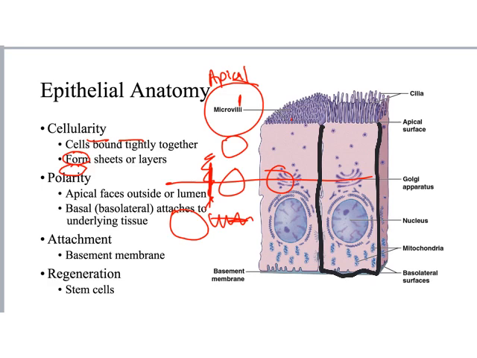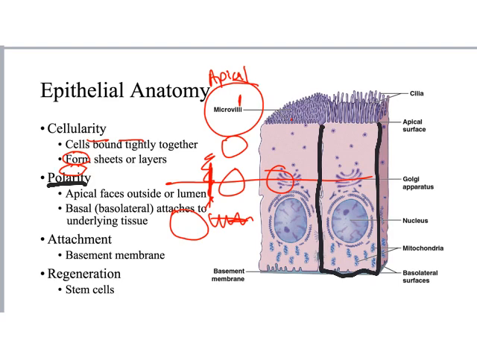Epithelial cells are going to have what we call polarity. Think of polarity as the north and south poles, right? The top of the earth and the bottom of the earth, as if there was such a thing as a top and bottom on the earth. But you know what I'm saying. The ends of the earth we call the North Pole and the South Pole. So the earth has polarity. In the same way, we're going to talk about polarity in a cell.